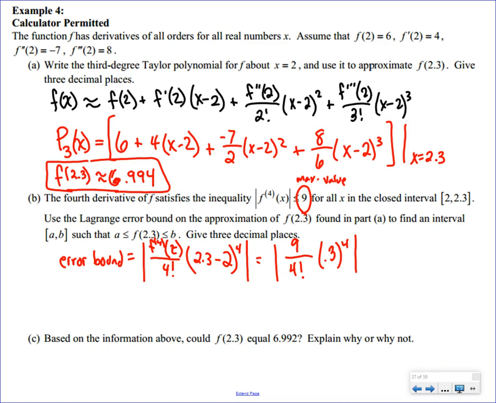Give 3 decimal places. Is less than 0.003. Minus 0.003. But don't you need to plug in 6.9? Minus 0.003037.